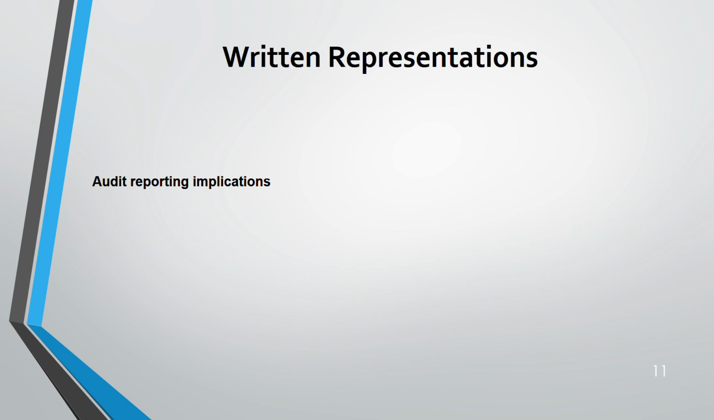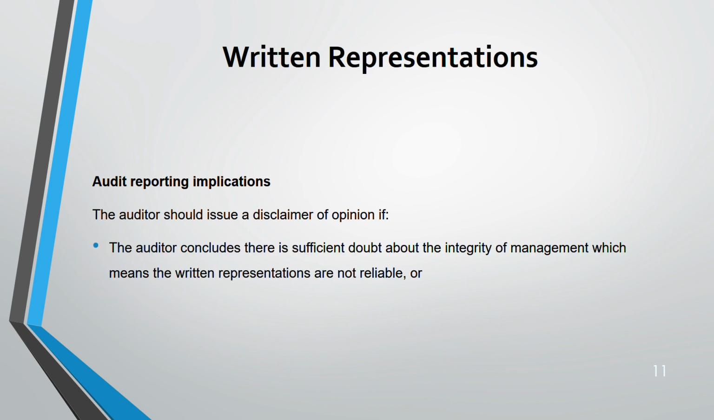Audit reporting: what could be the implication of this on the auditor's report? Auditor can issue a disclaimer of opinion if, first two things, the auditor concludes that there is sufficient doubt about the integrity of management. Because if you doubt management is not honest, the written representation that you get from management, you cannot rely on. And management does not provide the written representation in the first place. So if these two things are there, disclaimer of opinion. Why? Because you cannot collect sufficient appropriate evidence to give an opinion.